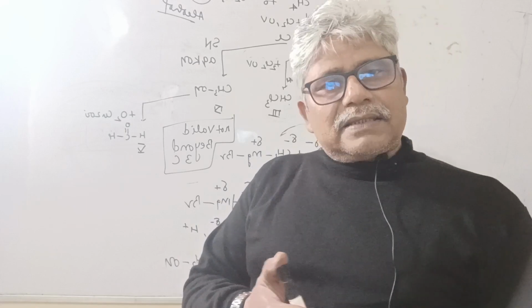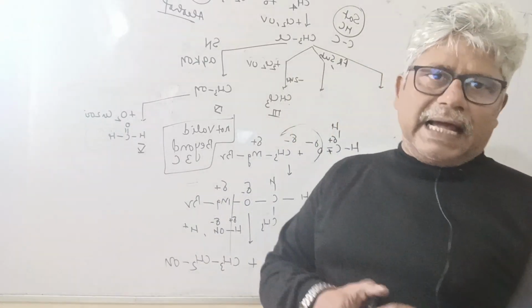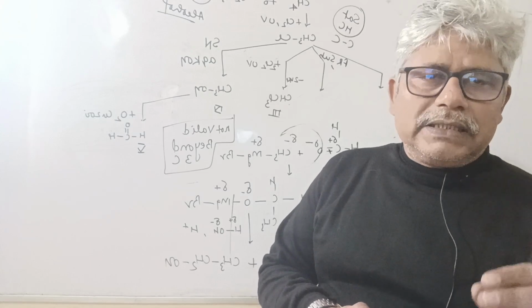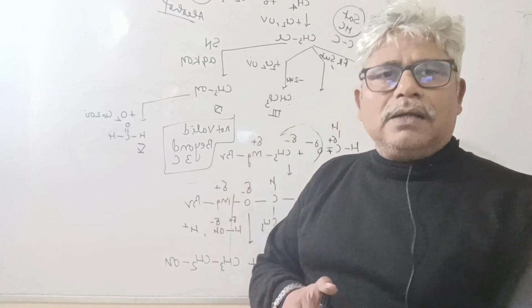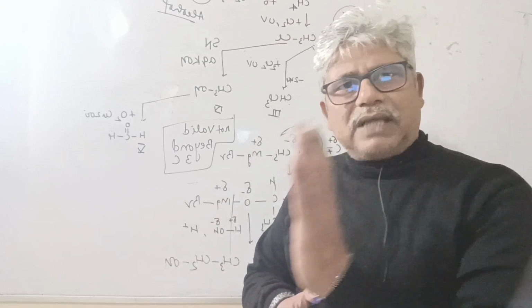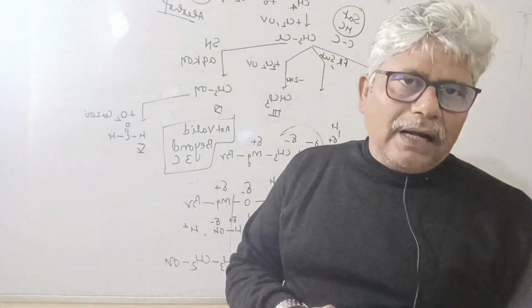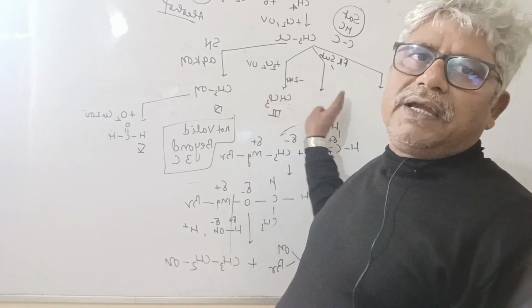So today's class has been solely dedicated to how to increase carbon. Methane to methanol, methane to ethane, methanol to ethyl chloride, methanol to ethanoic acid. It can be converted this way to that way.